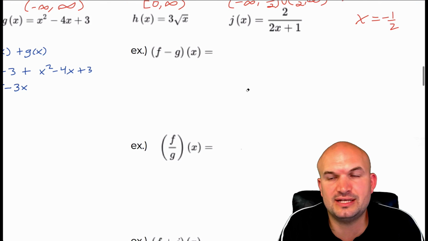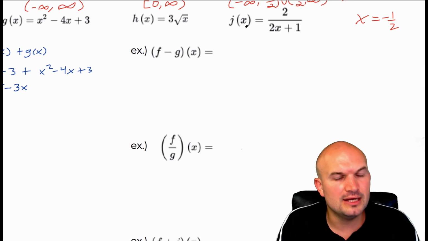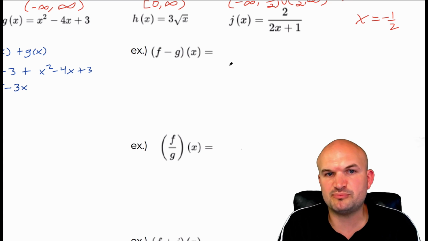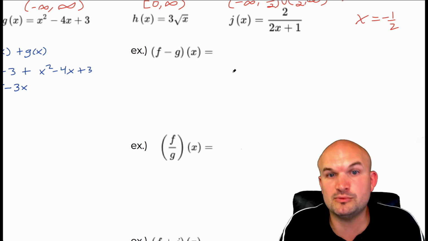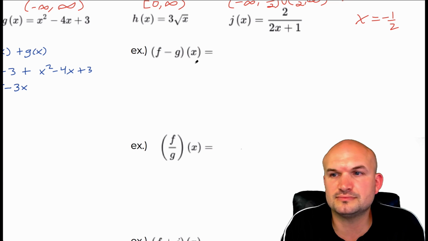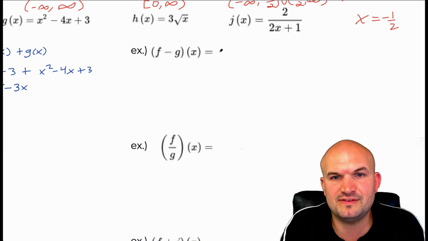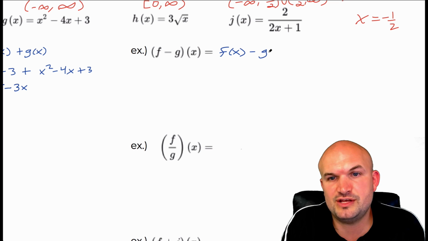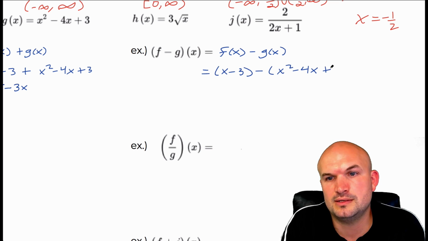All right, let's move over to the next one, which is now subtracting. Here, subtracting is where the parentheses are going to be most important. So if I'm using the parentheses, let's use blue here, I have this x minus 3. Let me just write the notation one last time. This is really saying f of x minus g of x. So if I replace this with parentheses, x minus 3 minus x squared minus 4x plus 3.